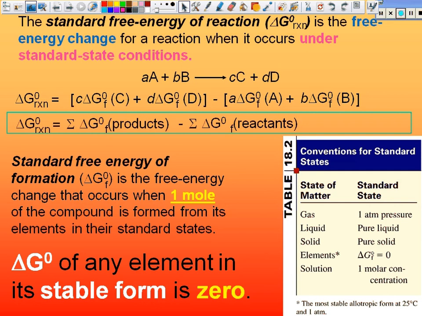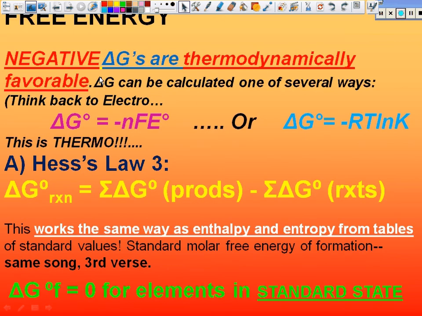So again, the standard free energy of formation is the free energy change that occurs when 1 mole of the compound is formed from its elements in their standard state. Negative delta G's are thermodynamically favorable. We already know that. We already know negative Enfe. We already know negative Ratlink. We already know Hess's law version 3. Again, the only difference between this one and H and S is that you're going to be calculating if this is true or not. Can H or S alone tell you if it's definitely thermodynamic or not? No, it cannot. But G can, if they ask you to calculate delta G.